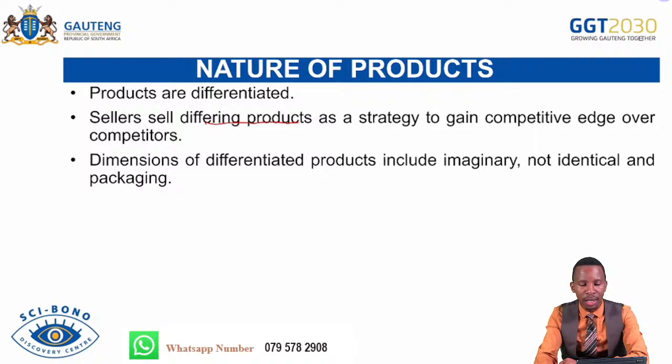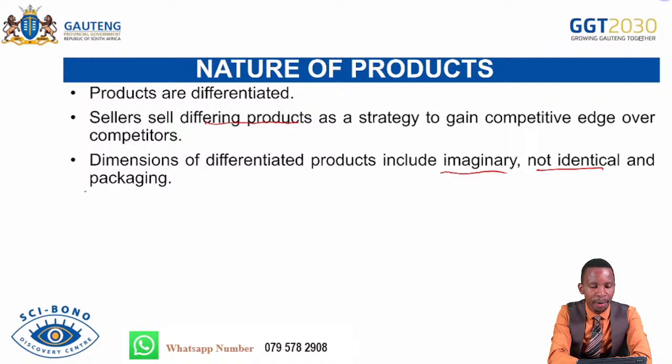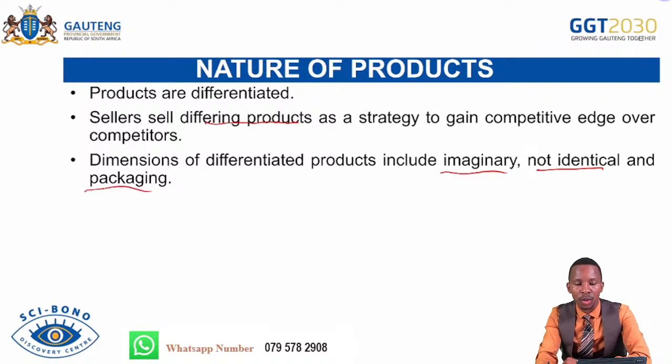Dimensions of differentiated products include imagery, not being identical, and packaging. So these goods are not identical. They look similar, but they're not identical because they differ in some specifications. And then some other firms might have very close or similar goods, but the packaging is totally different from each other. So those goods become differentiated.